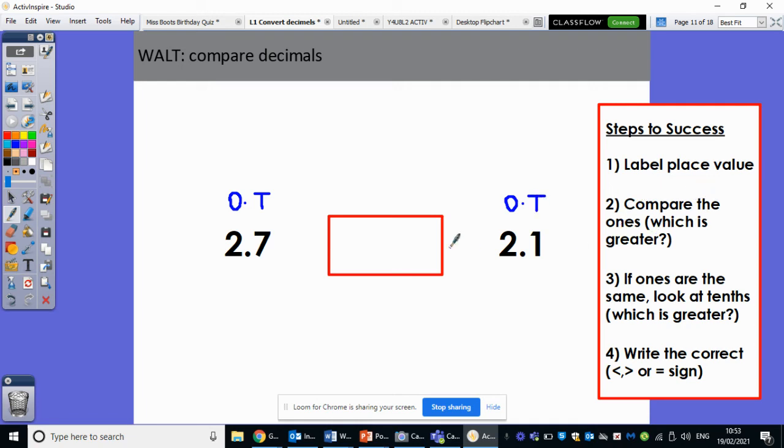Compare the ones. Which is greater? So we've got 2 and 2. Oh dear, so I don't have a direct answer here. So let's go on to step 3. If the ones are the same, look at the tenths, which is the one after the decimal point. Which is greater? 7, so 0.7 or 0.1. Well, 0.7 is clearly greater, so it'll be 2.7 is greater than 2.1.